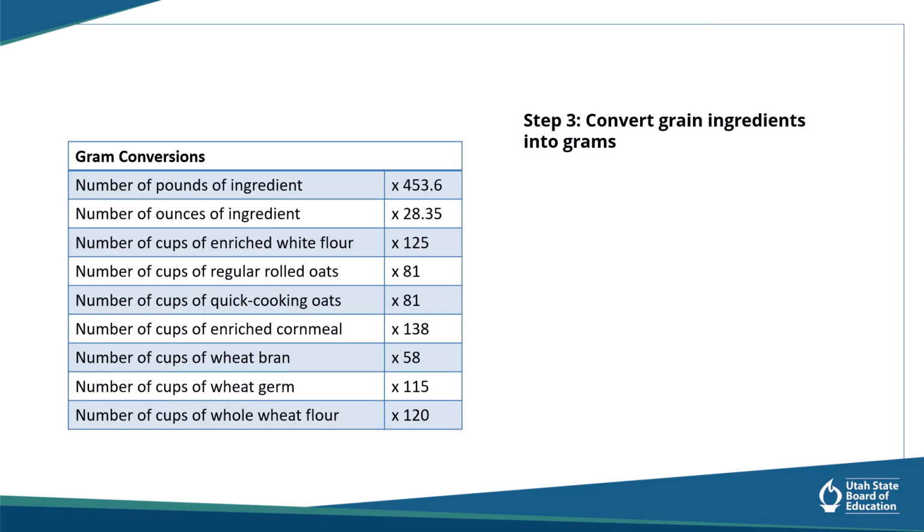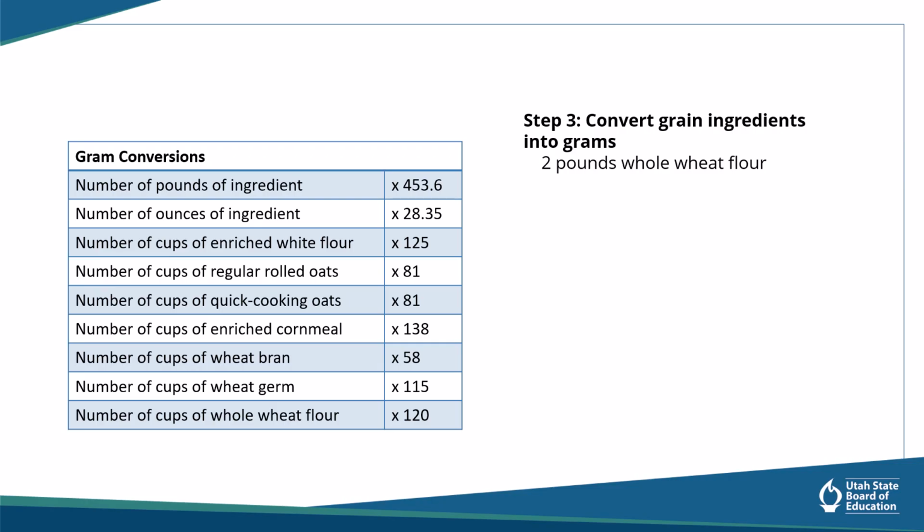Step 3 is to convert each grain ingredient into grams. In our dinner roll recipe, we have 2 pounds of whole wheat flour and 1 pound 12 ounces of enriched flour. To do this, we will use this conversion table to help us. This table shows you how to convert from pounds and ounces to grams, as well as how to convert from cup measurements of various other grain ingredients. Because both our grain ingredients are already in pounds and ounces, we can convert them all together.